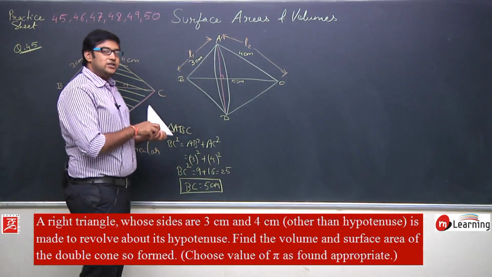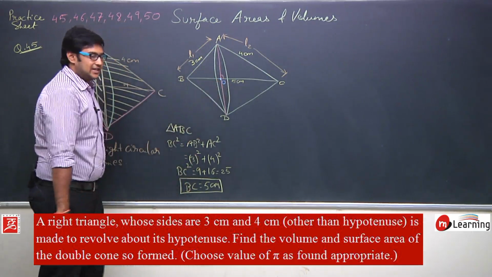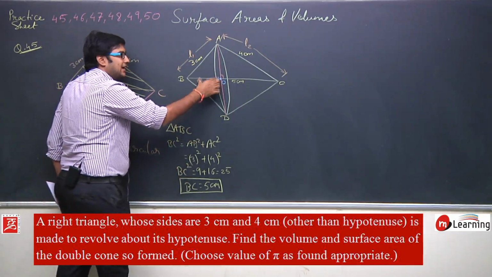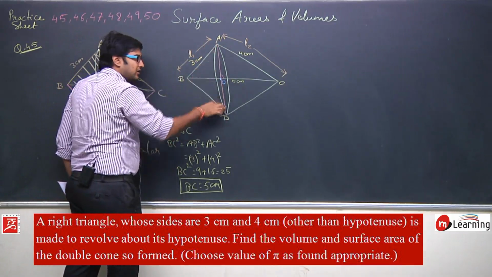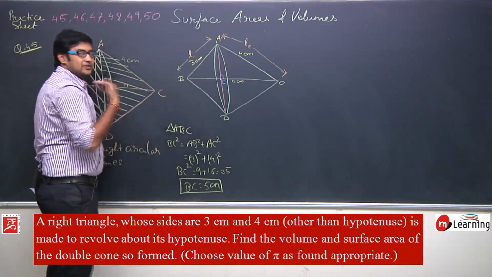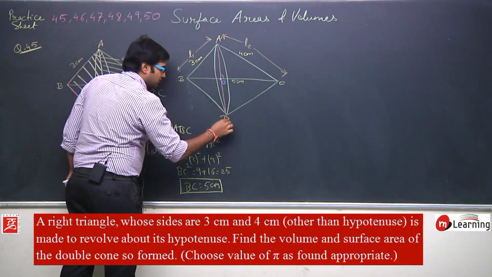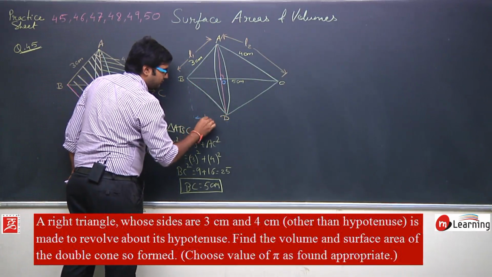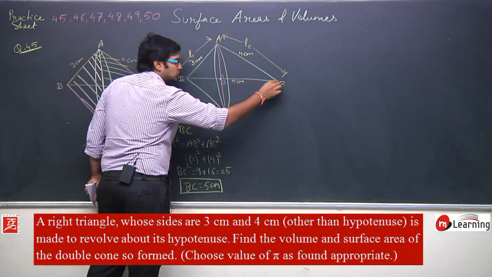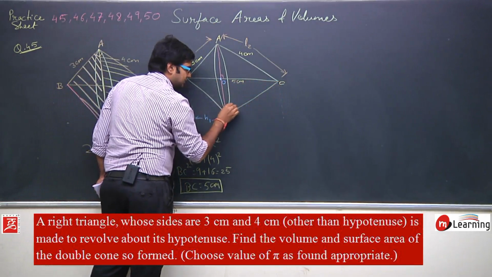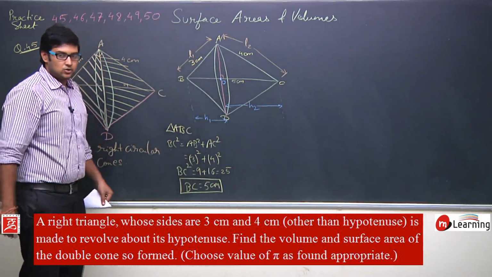Now what about the heights of the cone? If I ask you, let us say this point is O, then I will say that OB represents the height of cone ABD. This is ABD, this is the base of ABD. Okay, and this is the lateral surface of ABD. So OB represents the height of the smaller cone. Let us say this is H1. Okay, similarly OC represents the height of the larger cone. Let us say this is H2. H2 represents the height of the larger cone.